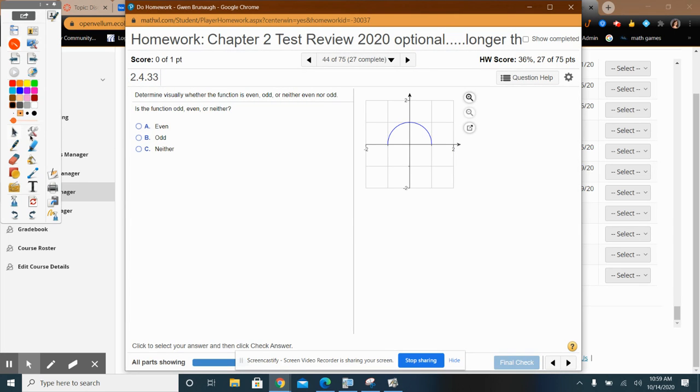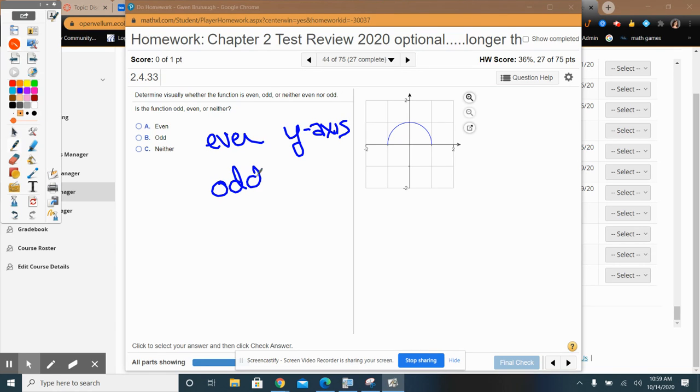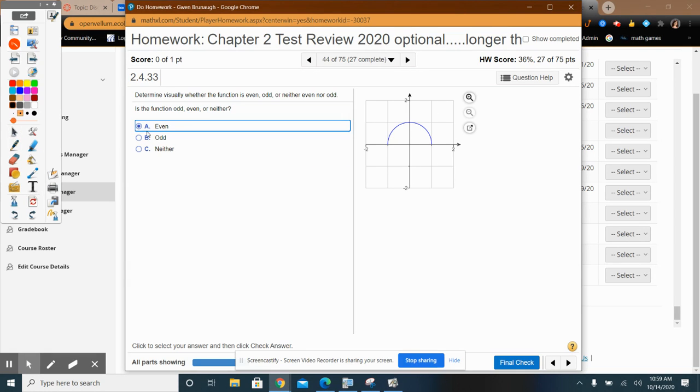All right, even, odd, or neither. Even has y-axis symmetry. Odd has origin symmetry. X-axis is not going to be one because that wouldn't be a function. So you're just looking if it has a y-axis or origin here. And if it doesn't, you would say neither. This does have y-axis symmetry, so this is even.